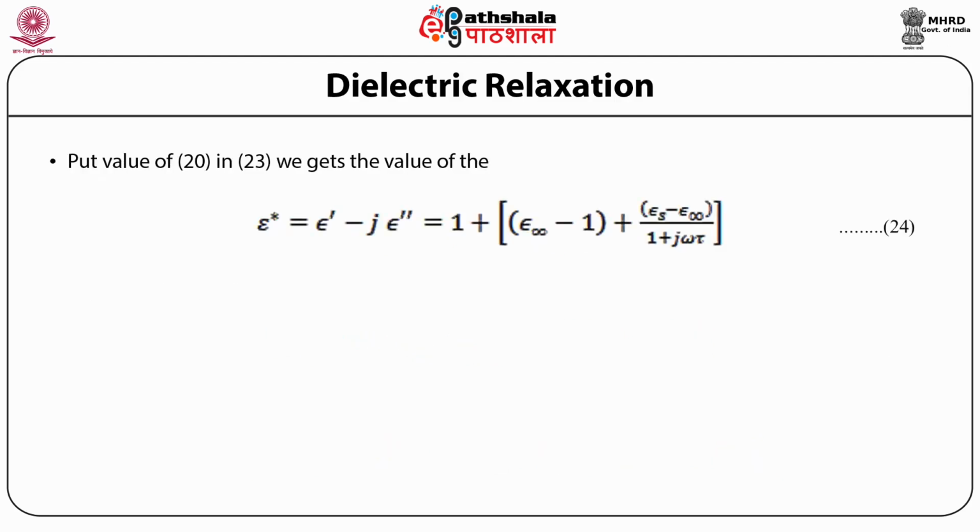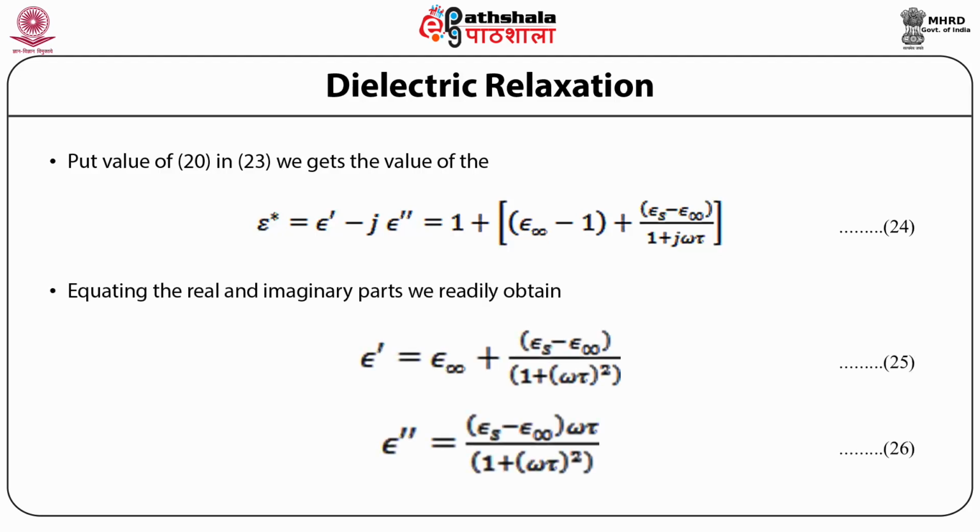Put the value of 20 in 23, and we get the value of ε* = ε' − jε'' = 1 + (ε∞ − 1 + (εs − ε∞)/(1 + jωτ)). Equating the real and imaginary parts, we readily obtain ε' = ε∞ + (εs − ε∞)/(1 + ω²τ²), and ε'' = (εs − ε∞)ωτ/(1 + ω²τ²).